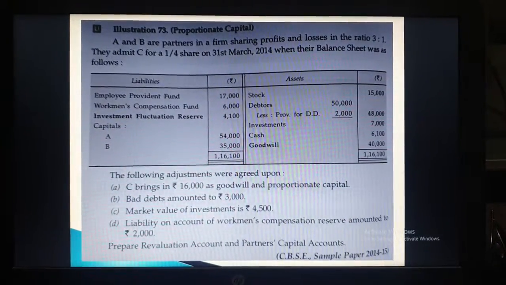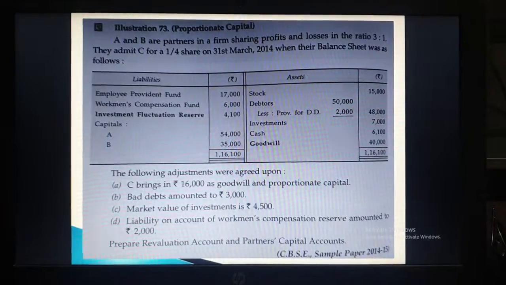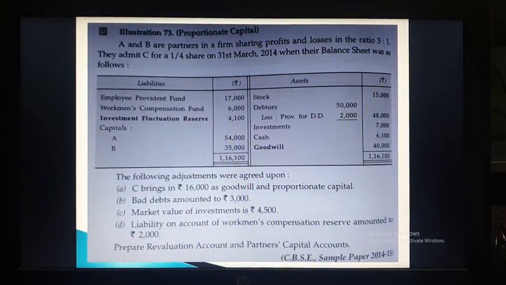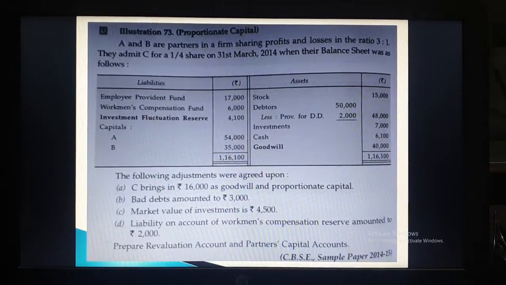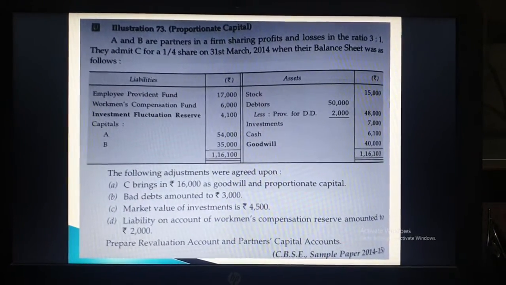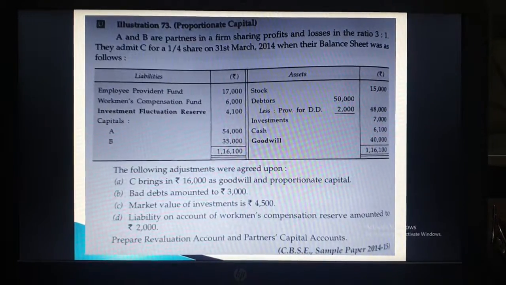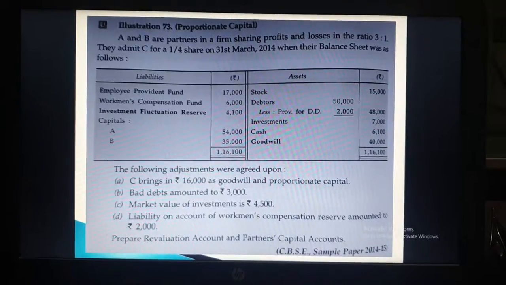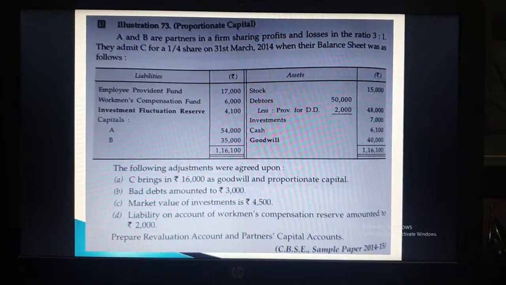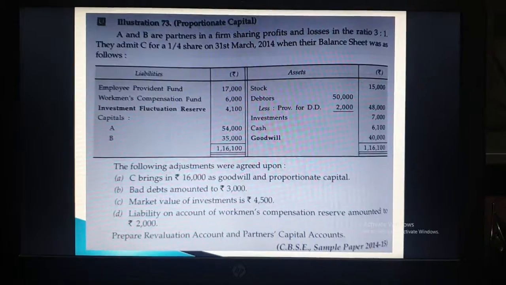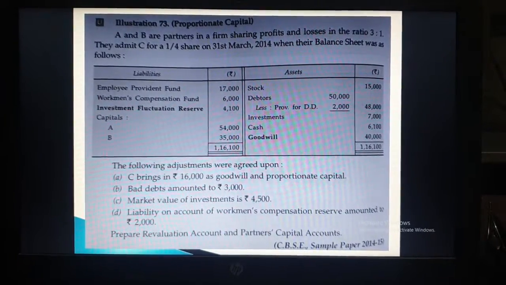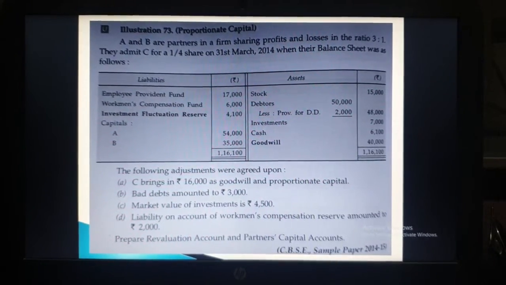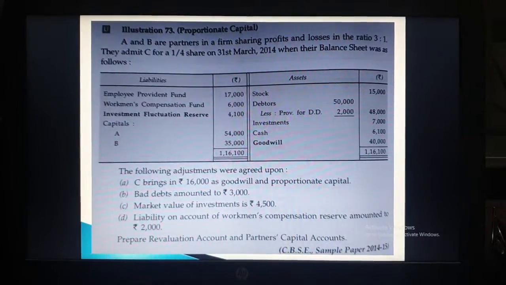But see, on the liability side there is an investment fluctuation fund of 4,100. So that loss on investment is to be adjusted against the investment fluctuation reserve. First we have to calculate the difference of book value and market value. So the loss of 2,500 will be adjusted from the investment fluctuation reserve of 4,100. Out of 4,100 you have to deduct the loss of investment, that is 2,500, and the rest will be distributed among old partners in the old ratio.